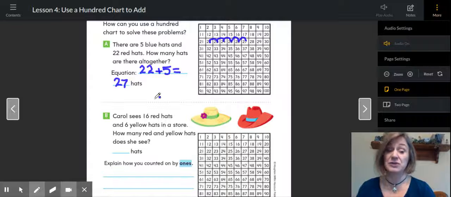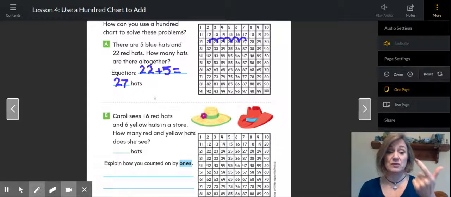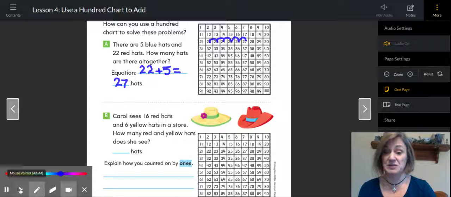I also could put 22 in my head, 22, 23, 24, 25, 26, 27. I also could do a quick picture. So remember, lots of different strategies. Whichever strategy makes the most sense to you, that's the one you should use. Let's look at the one at the bottom.